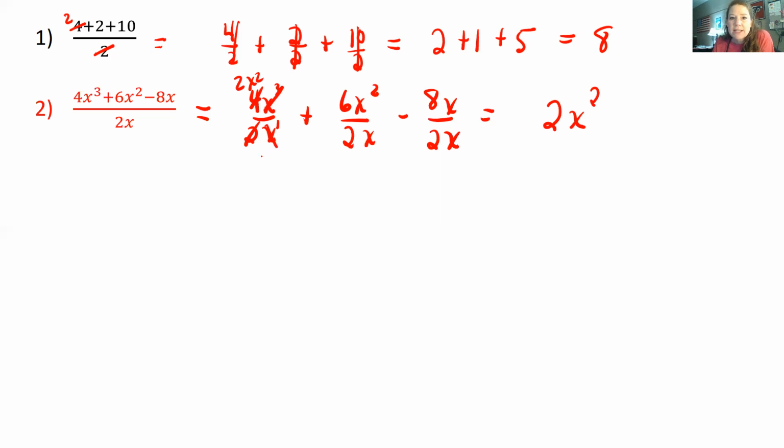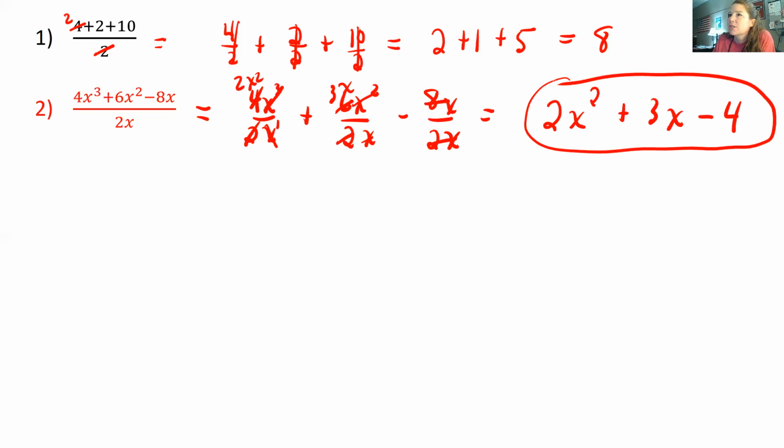And the only reason we can cancel the denominator is because all 3 of the top terms is divisible by 2x. All right, the second term, 6 divided by 2 is 3, and x squared divided by x is x, so that's positive 3x. And then we have a minus sign. Minus 8x divided by 2x is 4. Okay, so see how that works? You have to think of them as it's almost like 3 separate terms.